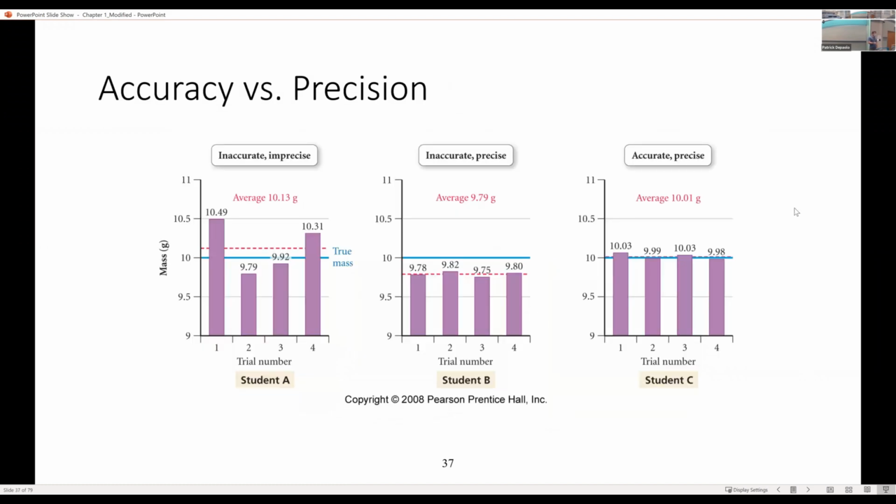Okay, cool. Yeah, so precision versus accuracy. It's just the same thing as the dartboards, just shown in graphs.